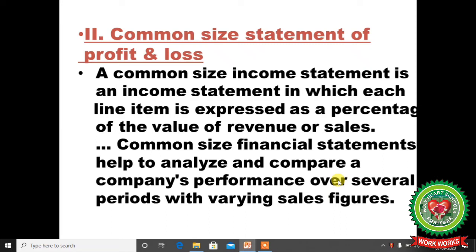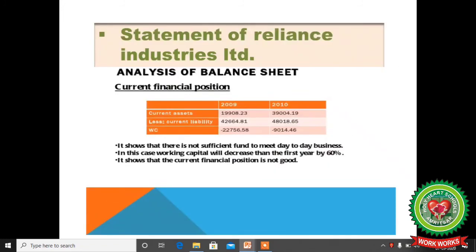Suppose you want to know about the sales progress in a company. Firstly, check out the last year's sales, then the current year's sales, and compare. For this you need the common statement, that is, the common size statement of profit and loss, to compare. Take the statement of Reliance Industries Limited, for example, in the analysis of the balance sheet of Reliance company.